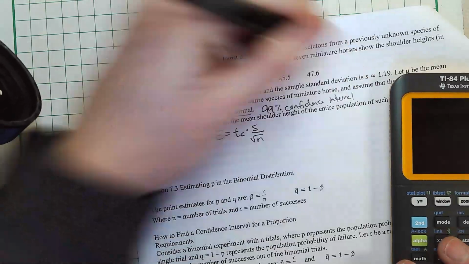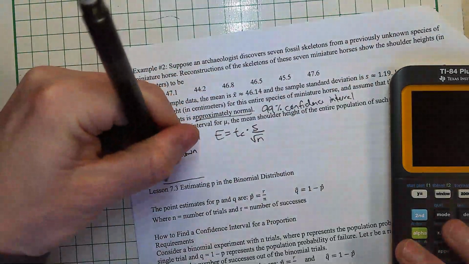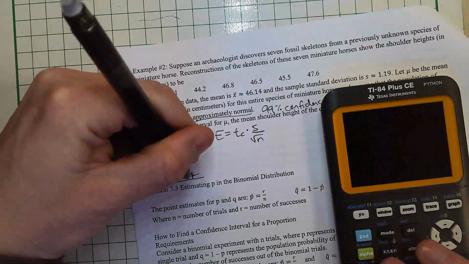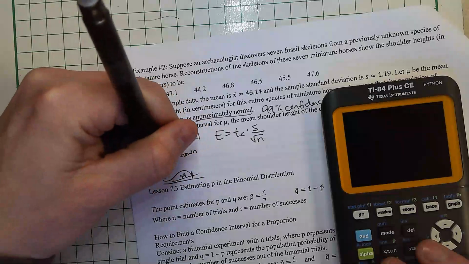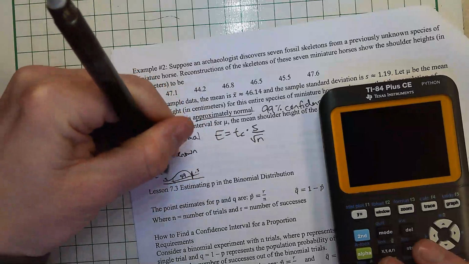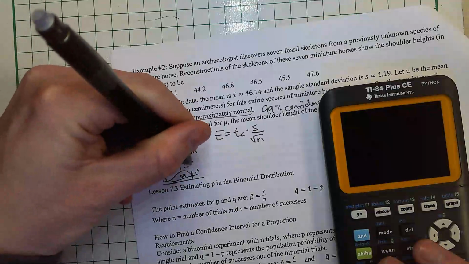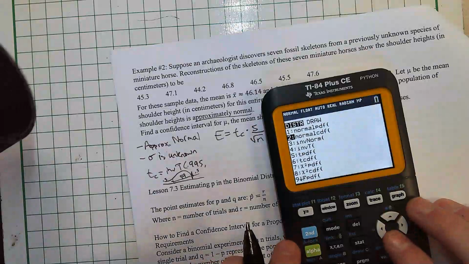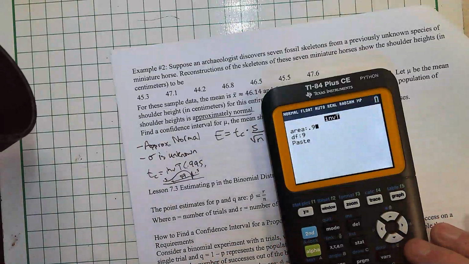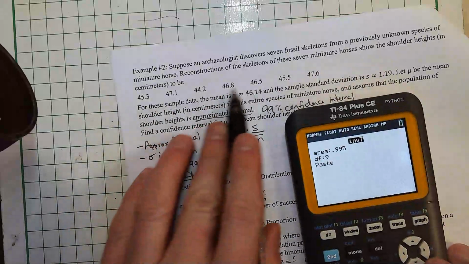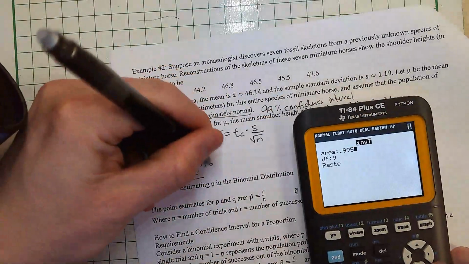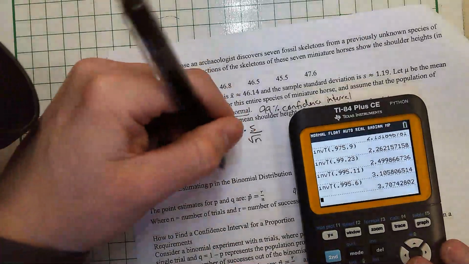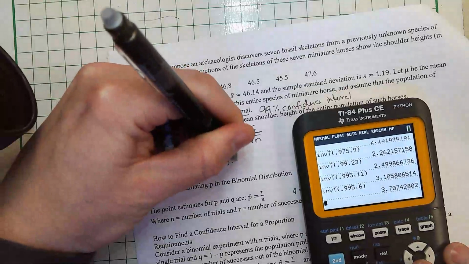So if I do a 99% confidence interval, I'm going to do what I did on the last page. That means 99% is there, with 0.5 and 0.5 in the tails. I'm going to do inverse t of 0.995. And then my degrees of freedom is n minus 1. I've got 7 in my sample, so 7 minus 1 is 6. Okay? So my t is 3.707.